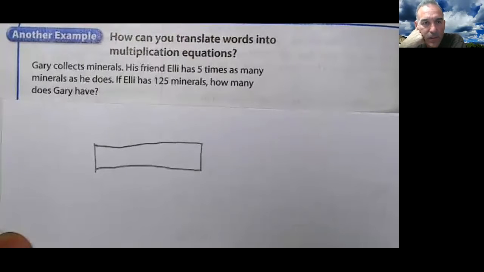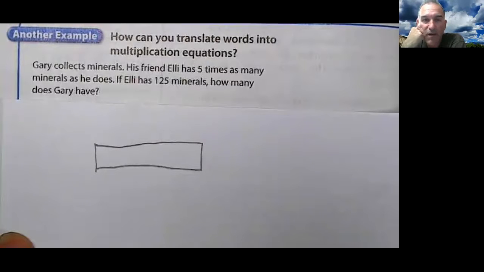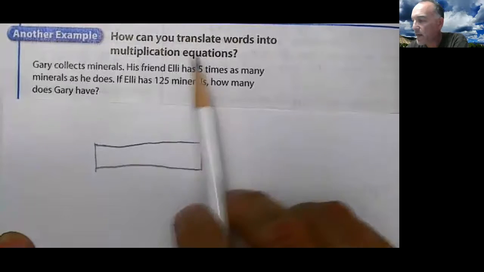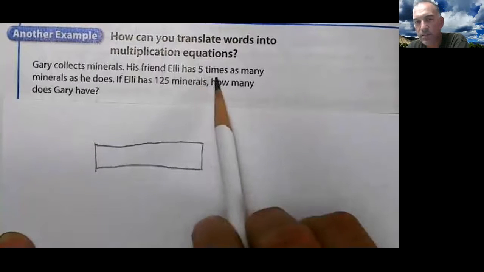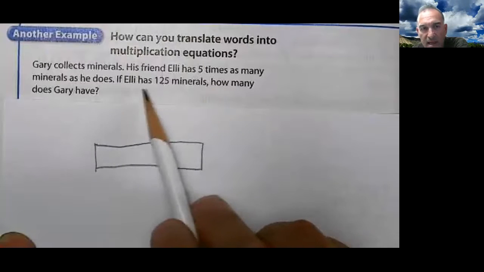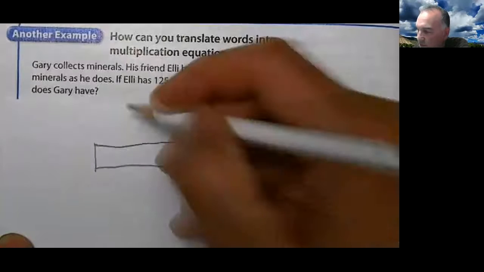It says, Gary collects minerals. His friend Ellie has 5 times as many minerals as he does. If Ellie has 125 minerals, how many does Gary have? So right here, you have to ask yourself, who has more minerals? It's Ellie. Ellie has 5 times as many. And Ellie has 125.